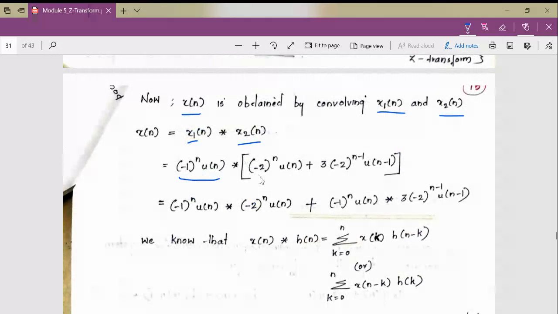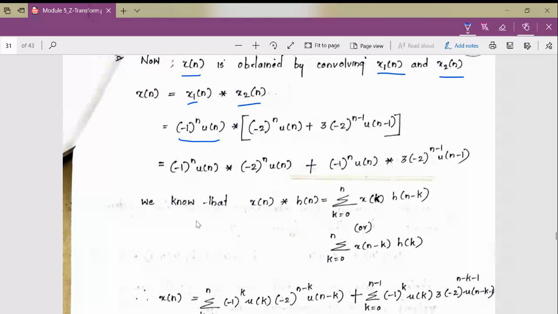Convolution, x2 of n is (-2) raised to n u of n plus 3 (-2) raised to n minus 1 into u of n minus 1. Okay, so we are using the associative property to open this. (-1) raised to n u of n convolution (-2) raised to n u of n plus (-1) raised to n u of n convolution 3 into (-2) raised to n minus 1 into u of n minus 1. Sorry, this is not the associative property, it is the distributive property.